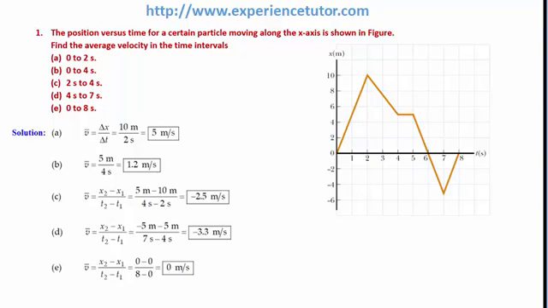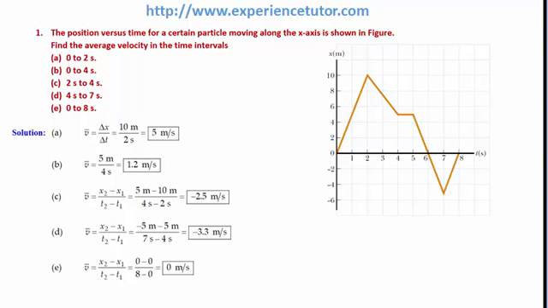A is 0 to 2 seconds, B is 0 to 4 seconds, C is 2 to 4 seconds, D is 4 seconds to 7 seconds, and E is 0 to 8 seconds. For A, the average velocity will be displacement upon time, and we can write 10 meter upon 2 seconds, that is 5 meter per second.